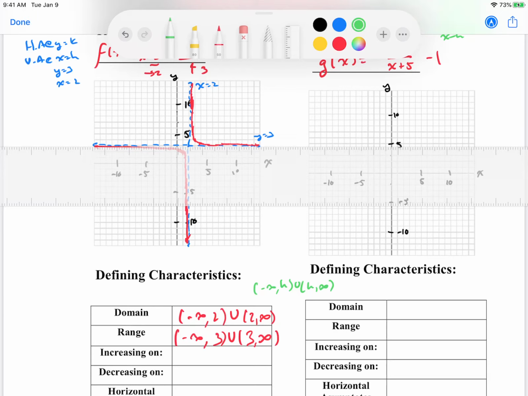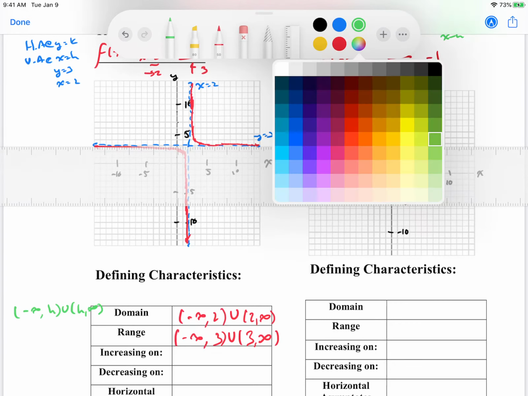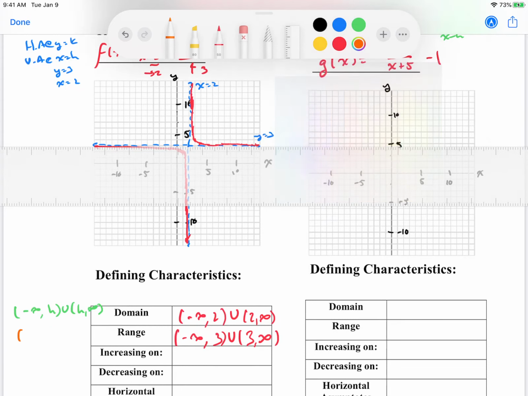I'll write these both on the other side. Our domain was negative infinity to h in union with h to positive infinity, and our range for k is going to be from negative infinity up to whatever value k is, in union with k to positive infinity.